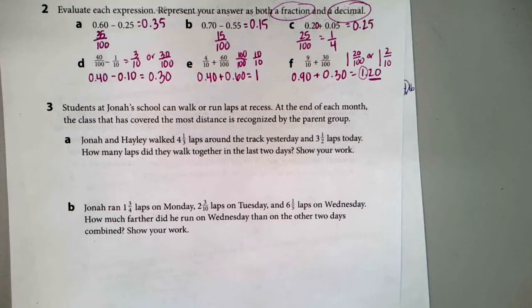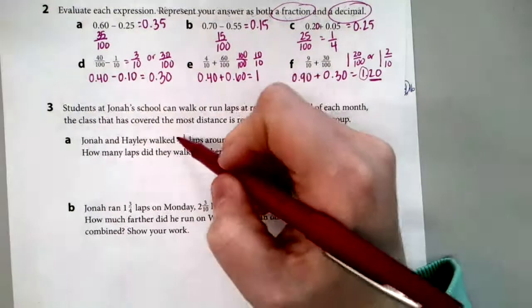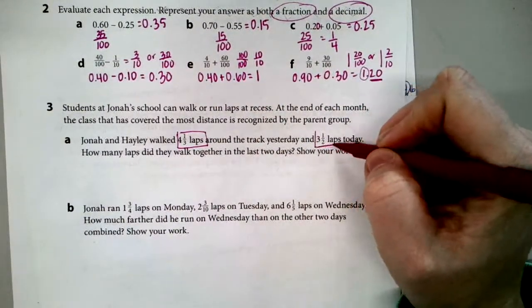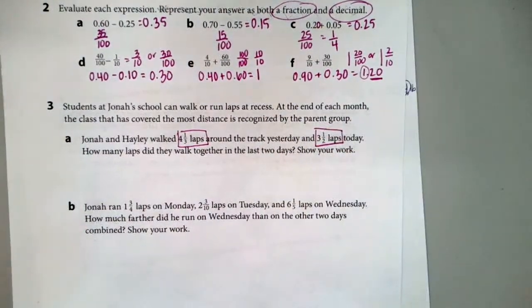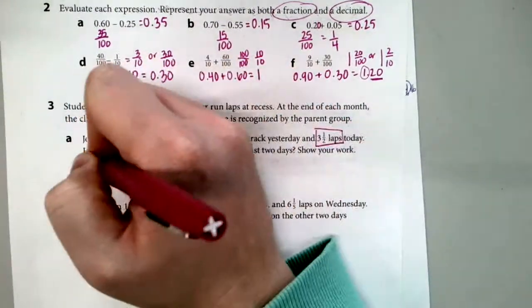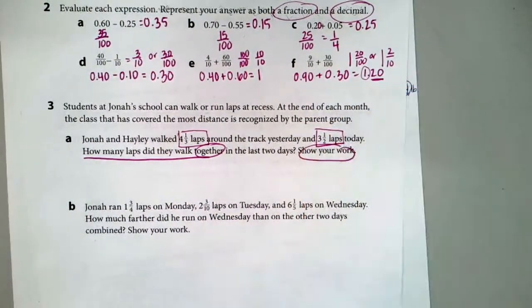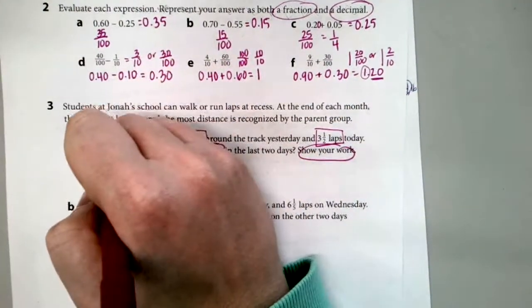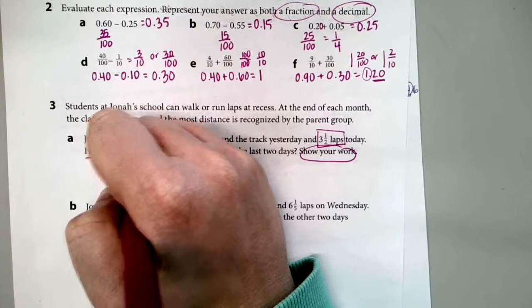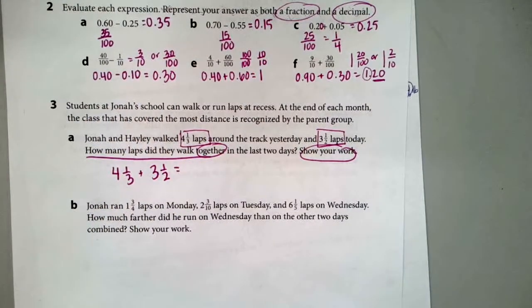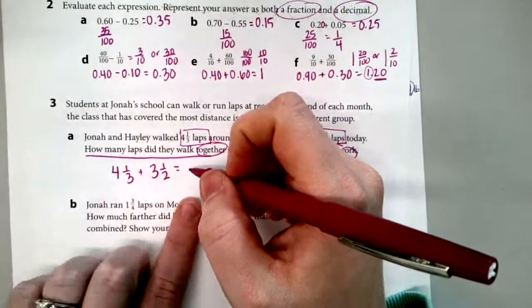So letter A says Jonah and Haley walked 4 1/3 laps around the track yesterday and 3 1/2 laps today. How many laps did they walk together? That's the question. In the last 2 days, and I have to show my work. So I'm adding 4 1/3 plus 3 1/2. What do I need to do before I can start adding? Yeah, I have to make common denominators.